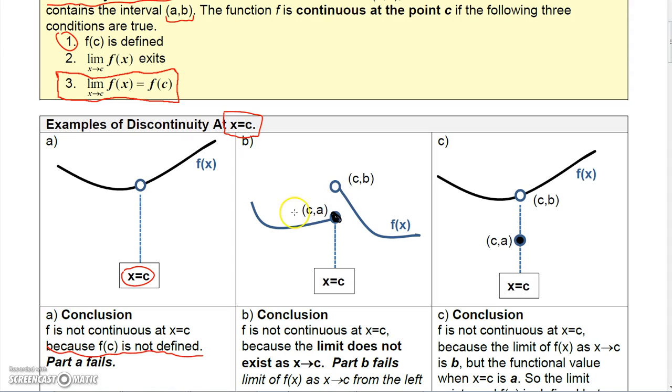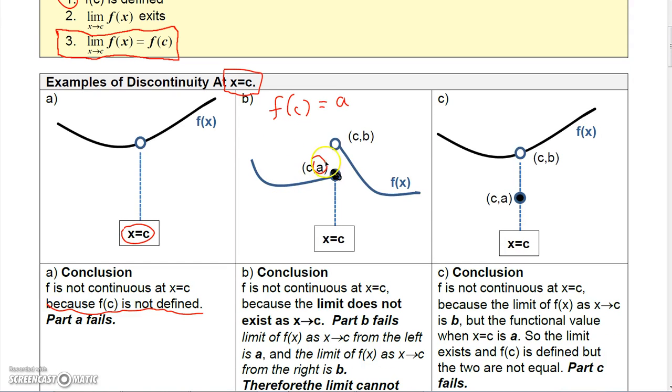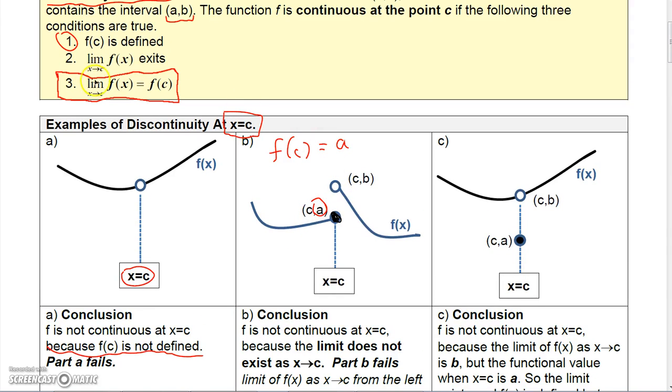Now, let's go ahead and look at this graph over here. Notice this graph is defined at x equals c. It's actually defined to be a. See how I colored it in there? So that means that at x equals c, you're going to actually get this y value a. So f of c is defined. f of c actually equals a. Okay? But let's take a look at what happens if you try to do number two. So number one passed, but what about number two?